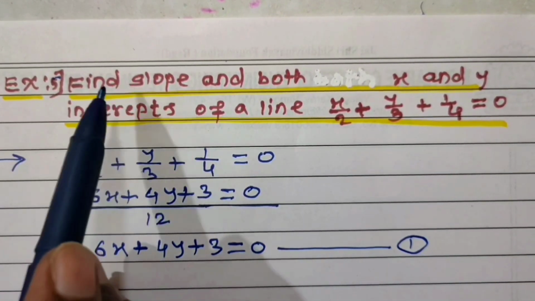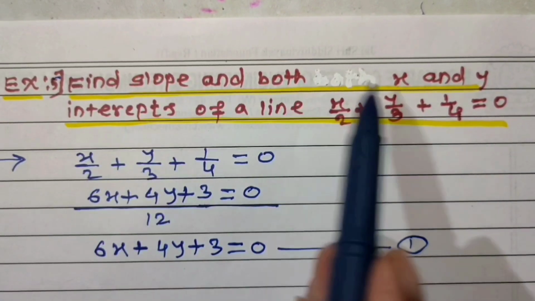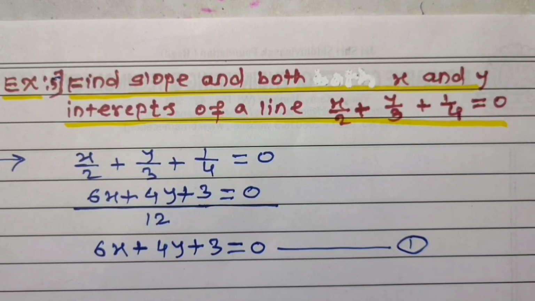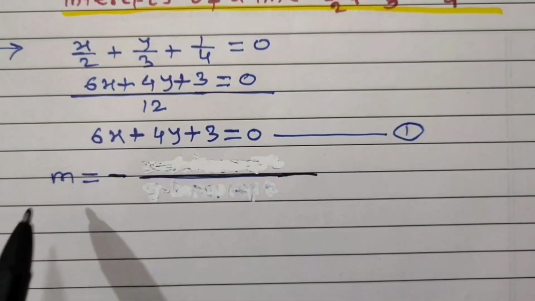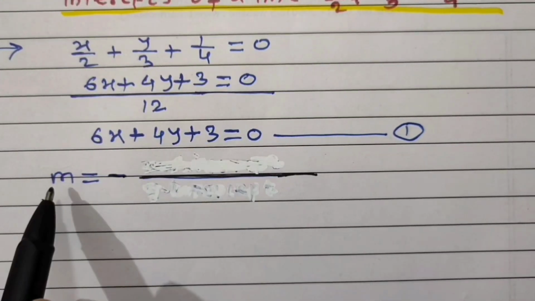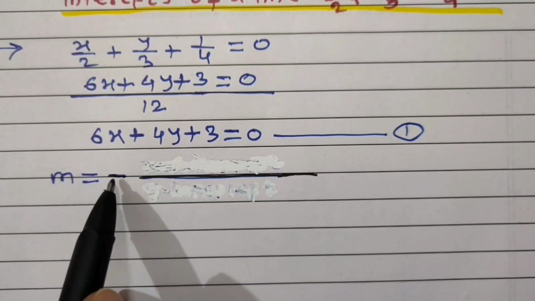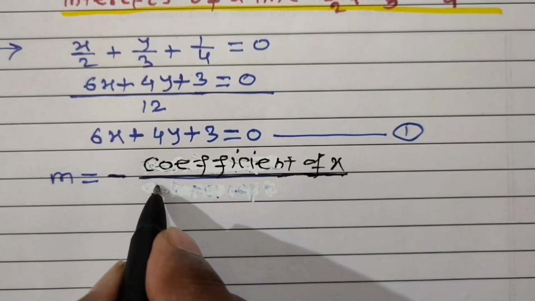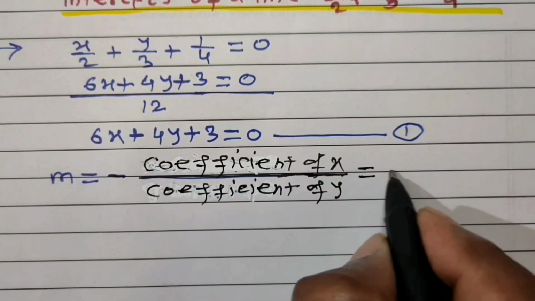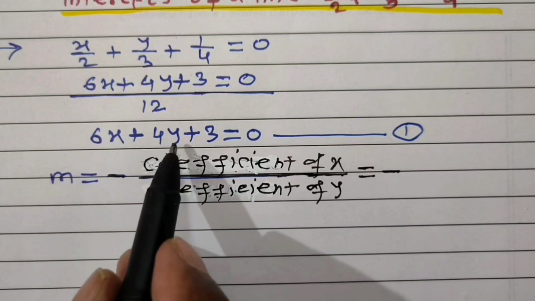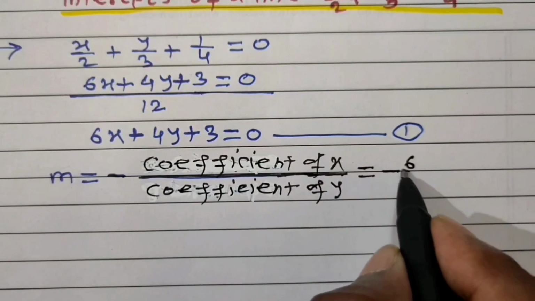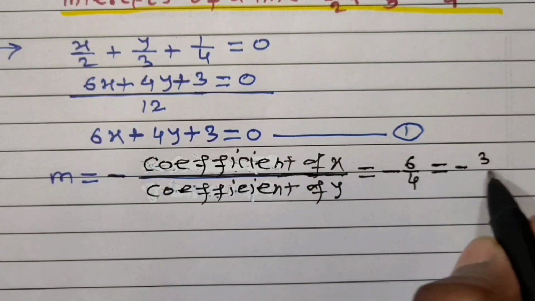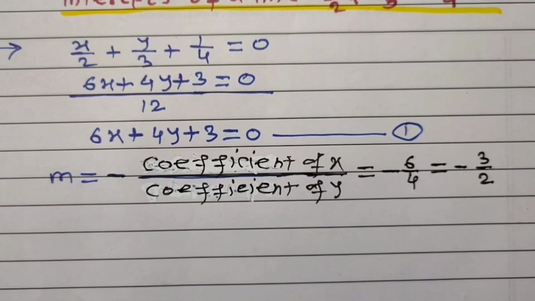First of all, we have to find out slope, and then we have to find out x-intercept as well as y-intercept. Hence, slope is given by m is equal to minus coefficient of x divided by coefficient of y, and this is equal to minus, coefficient of x is 6 and coefficient of y is 4, so 6 upon 4. Dividing numerator and denominator by 2, minus 3 upon 2. This is the slope of the given straight line.